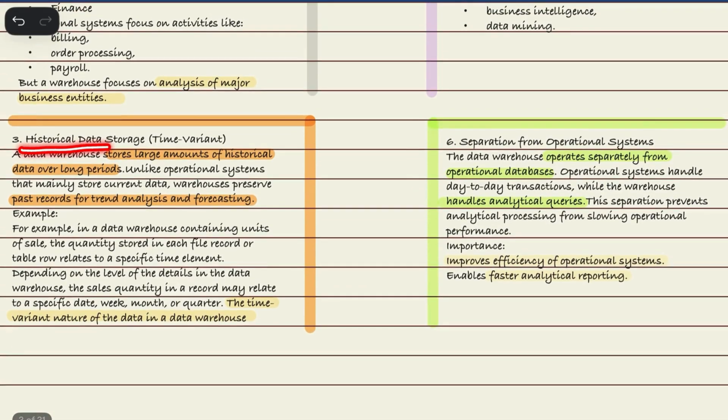Then we talk about historical data storage. It is also known as time variant. The data warehouse stores a large amount of historical data over longer periods. So what is happening? We are storing the past records for trend analysis.